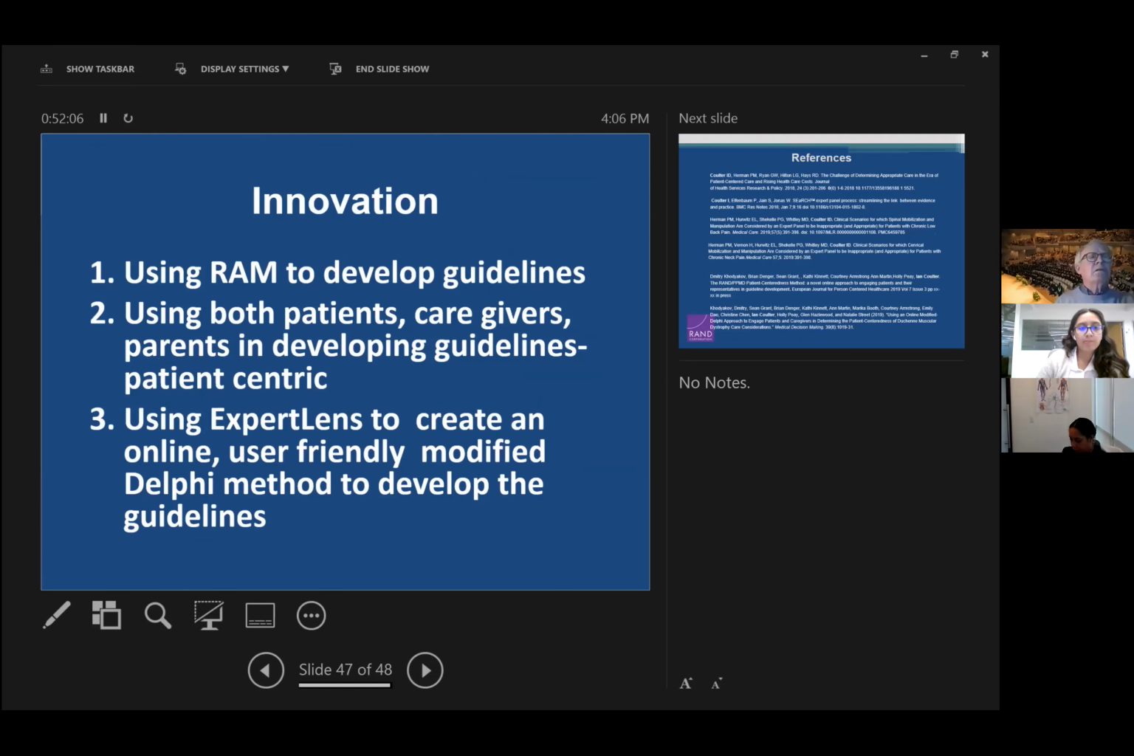So what's the innovation? They used RAM to develop the guidelines. So the same way that we always do it with the RAND UCLA method, they used both patients, caregivers, and parents in developing the guidelines. So that's original. And they used expert learners to create an online user-friendly modified Delphi to do the guidelines. So you can see that's 2 quite different approaches. I've given you some references that you can look at.